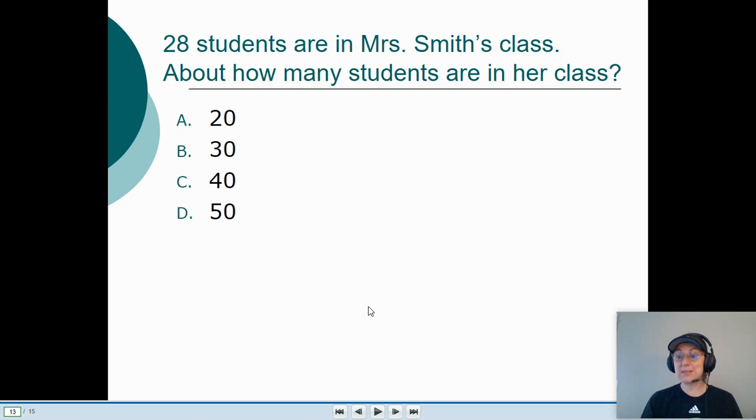All right, let's look at a word problem. 28 students are in Mrs. Smith's class. About how many students are in her class? So we're looking to round the 28 to the nearest tens place. So we look at that number to the right of the tens place. So we're looking at the 8. That is the decider. So that means we're going to bump that 2 up to a 3, and we should get 30.